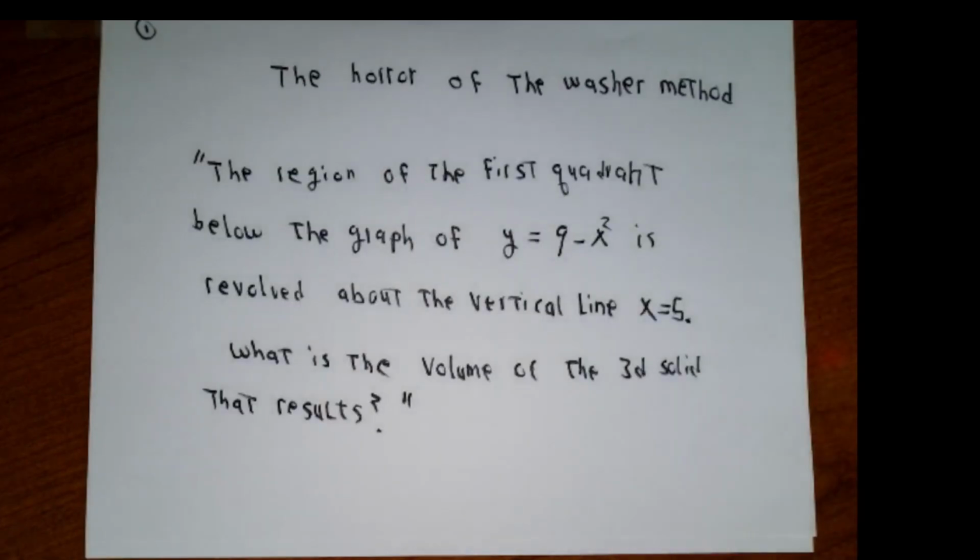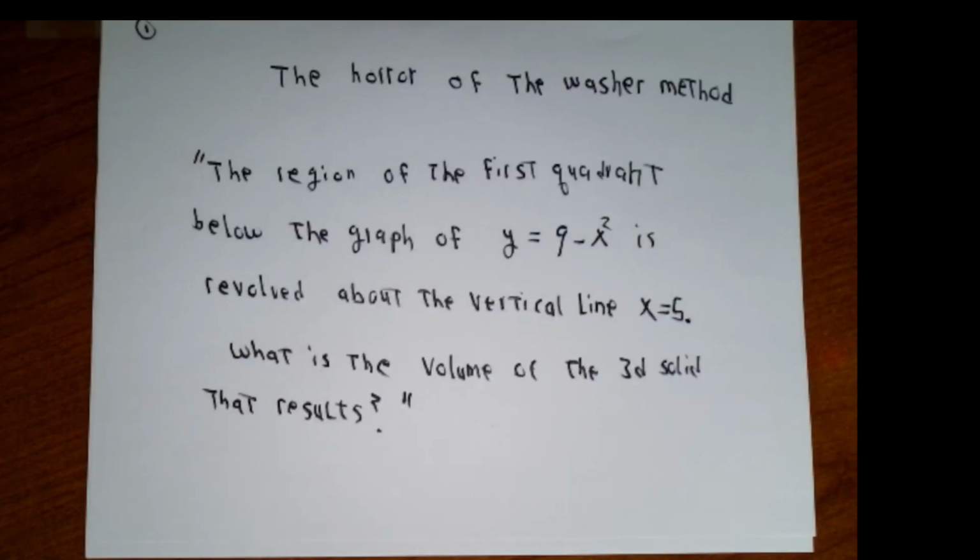One of our course objectives is to learn to read and interpret mathematical material. In this problem, the region of the first quadrant below the graph y = 9 minus x squared is revolved about the vertical line x = 5. What is the volume of the resulting three-dimensional solid shape?